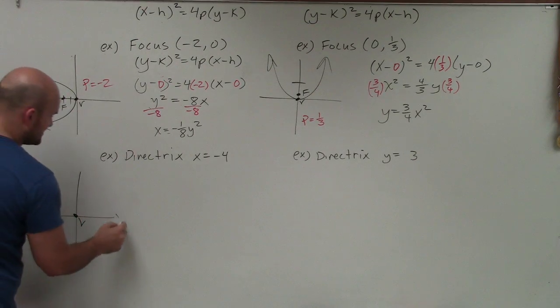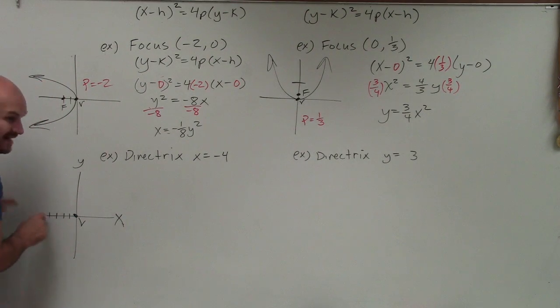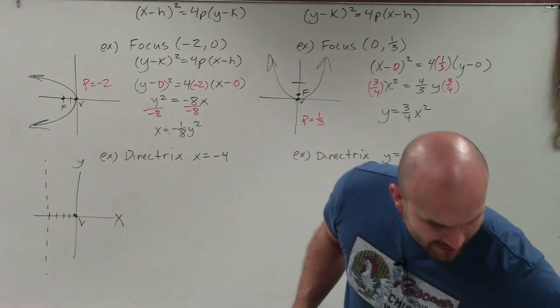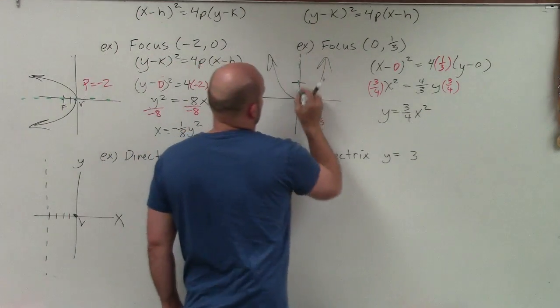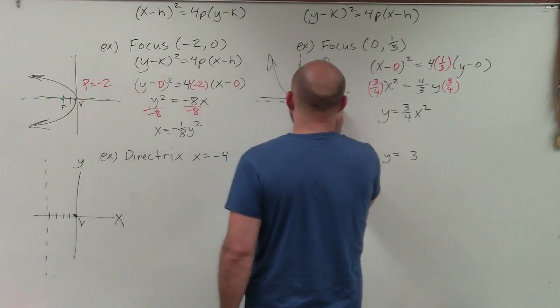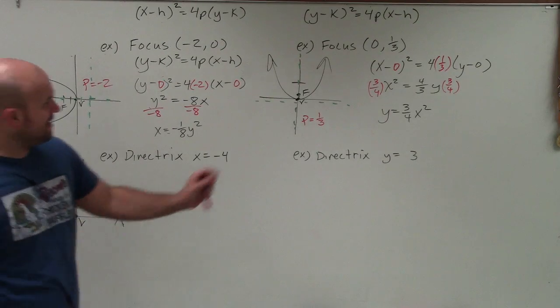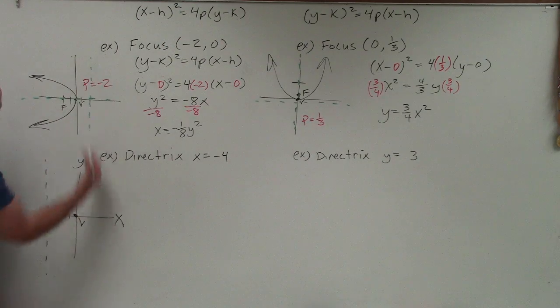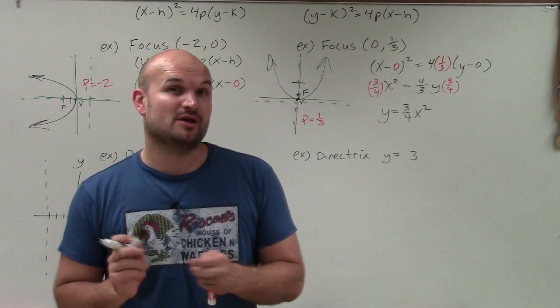Directrix, x equals -4. Since here's the x-axis and here's the y-axis, if x equals -4, I go over 1, 2, 3, 4, and that means x always equals -4. So there's a nice little vertical line. Now, I didn't add it in here, but remember that parabolas have an axis of symmetry, and that axis of symmetry is perpendicular to the directrix. So if I have a vertical directrix, I have a horizontal axis of symmetry. If I have a horizontal axis of symmetry, my parabola opens left or right.